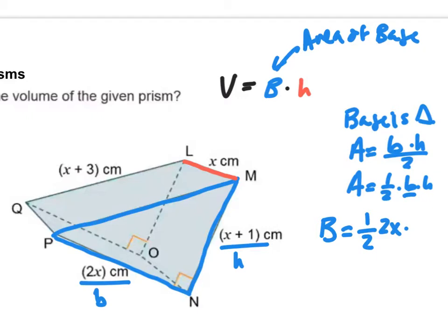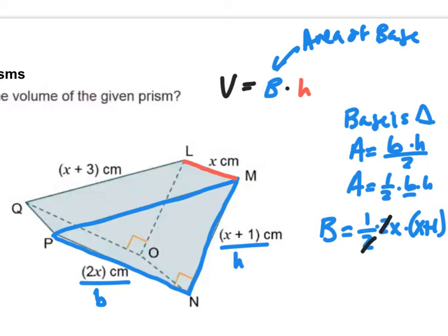Remember, guys, I'm not talking about the height of the prism. I'm talking about the height of this little base here. So now let's talk about that. I'm going to write that as the quantity x plus 1. So now, when I take 1/2 times 2x, 1/2 times 2, these 2s are going to divide out.